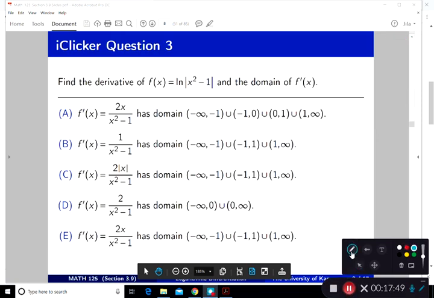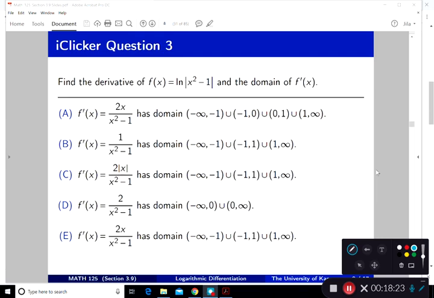Let's try to do this iClicker question. iClicker question 3 of section 3.9. Find the derivative of f of x equal to natural log of absolute value of x squared minus 1, and then find the domain of f prime of x. I'll give you time to stop the recording and think about it. So now I assume that you stopped the recording, so let's start solving it.